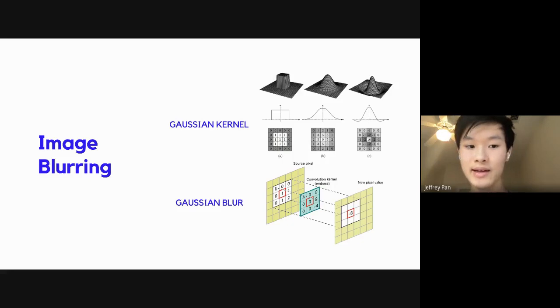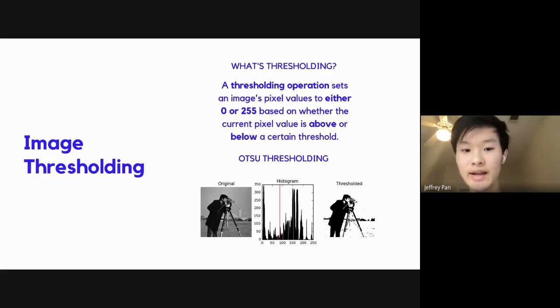All right. So next is image thresholding. This is really useful if you want to detect the difference between the foreground and the background, or if you want to really make out edges. So a thresholding operation sets an image's pixel values to either 0 or 255. So it's either black or white, based on whether the current pixel value is above or below a certain threshold.